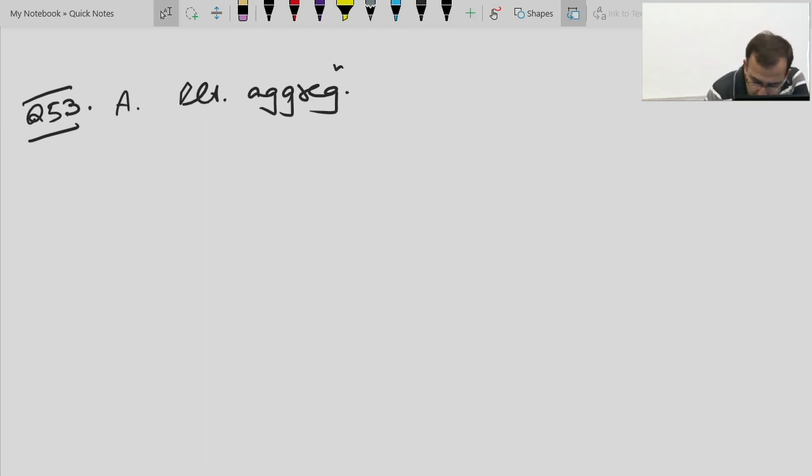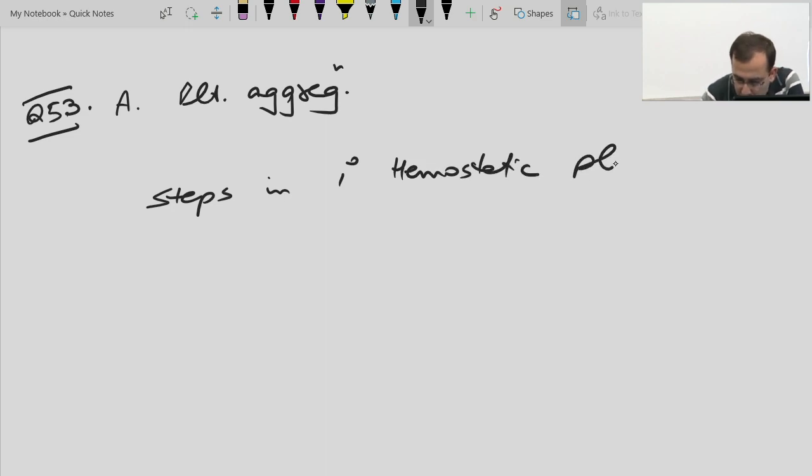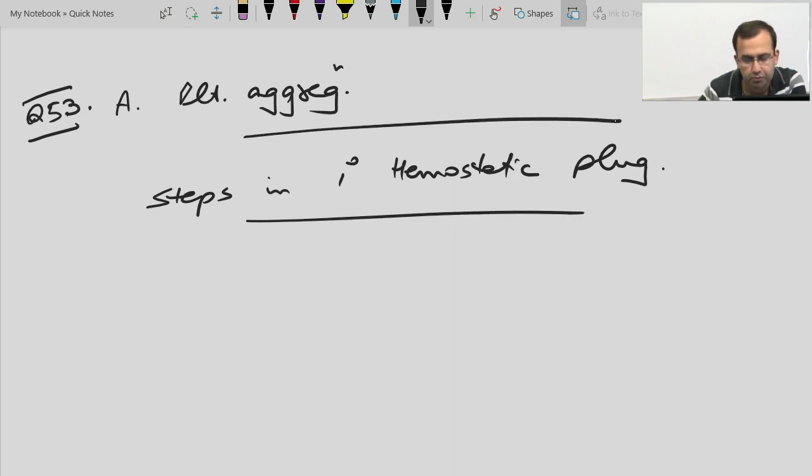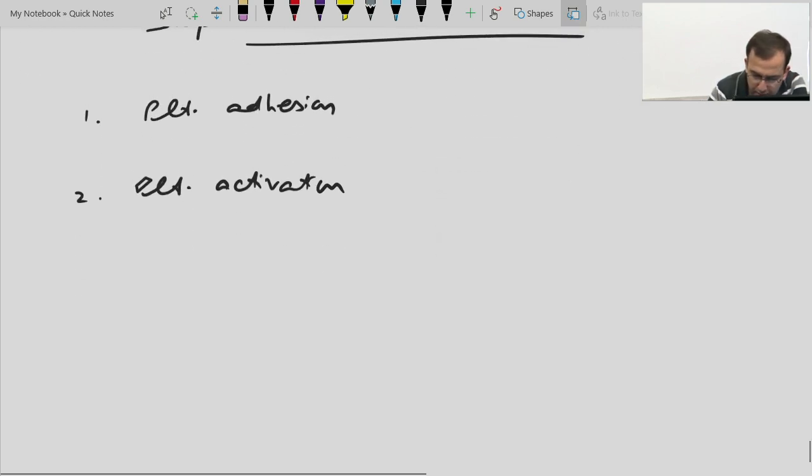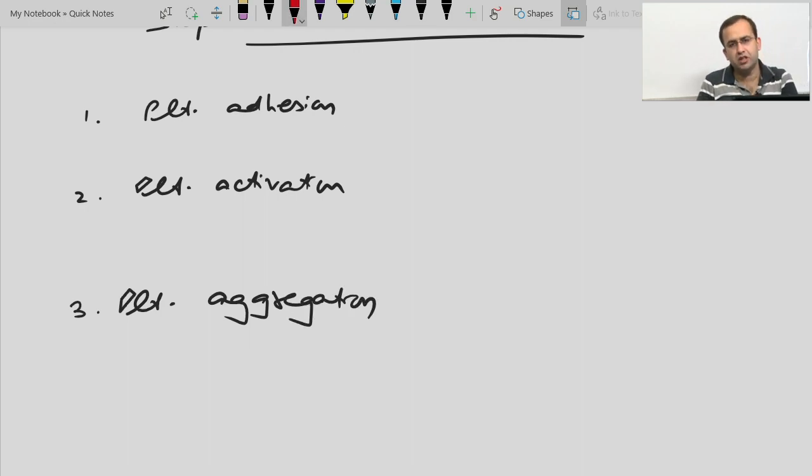What do we mean by this? Let us look at the steps in primary hemostatic plug formation in slightly more detail. Primary hemostatic plug formation has 3 steps: platelet adhesion, platelet activation, and platelet aggregation.